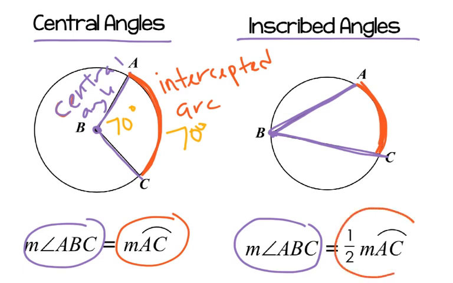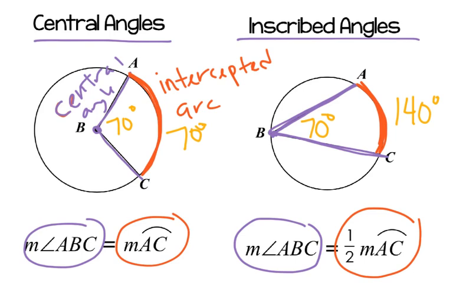So here's the intercepted arc in red. And then in purple is my inscribed angle. And so let's say that this time I knew that the angle was 70 degrees. The angle is half of the arc, so the arc would have to be 140 degrees. So that's the difference between those two.